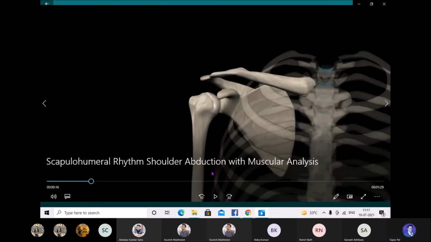And your hand is in a 0 degrees adduction position. From this position, you need to abduct the arm. See how the abduction is happening.